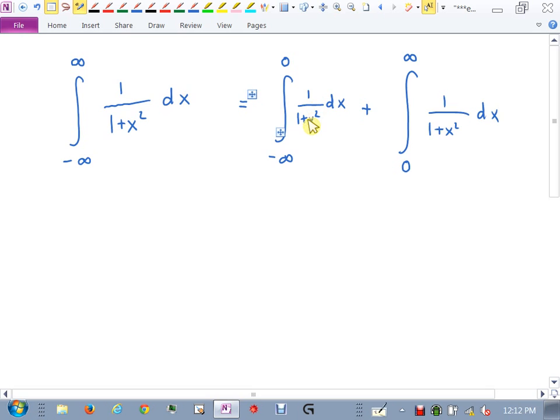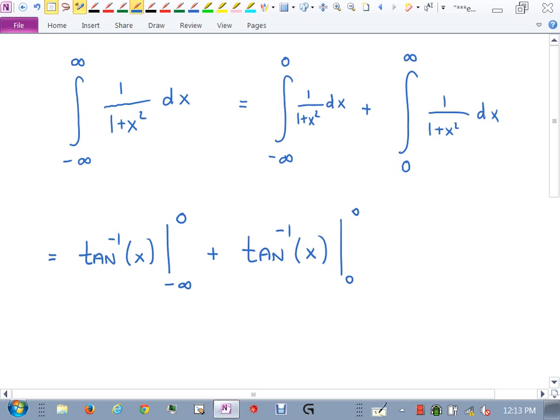Do you know the antiderivative of 1 over 1 plus x squared? Of course you do, right? Arctangent. So it's arctangent of x evaluated from negative infinity to 0 plus, the other integral is the same exact thing, isn't it? And that will always happen. Your antiderivative is going to be the same with both. It's your limits of integration that are going to be different.